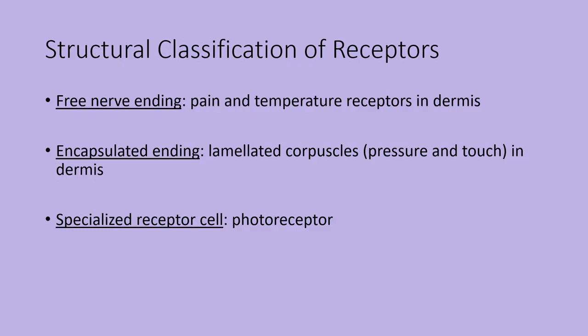There can be the encapsulated ending. An example would be the lamellated corpuscles, also found in the dermal layer of the skin, that detect pressure and touch. And then you can have some very specialized receptor cells. An example would be the photoreceptors found in the eye.